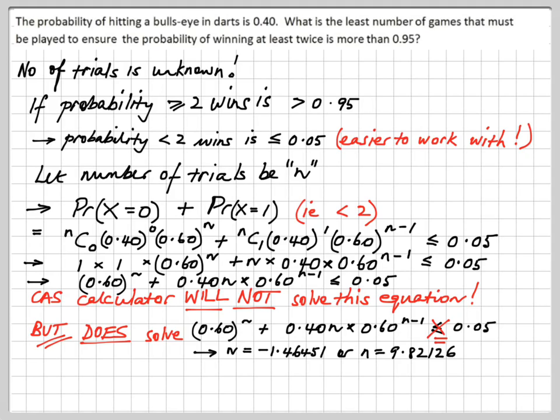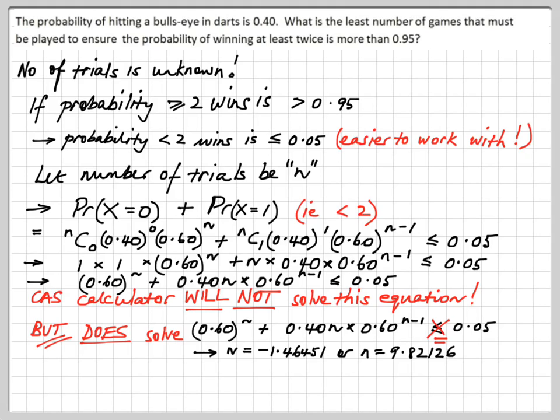Now, look, n can't be minus 1.46. Not on planet Earth it can't. That's the number of trials. That's the number of throws. You can't have a negative number of throws of the dart, can you? No. Or n is 9.8126. That's the theoretical number of n. So that obviously means you can't have n is 9 point something. You either have 9 throws or you have 10 throws, don't you?